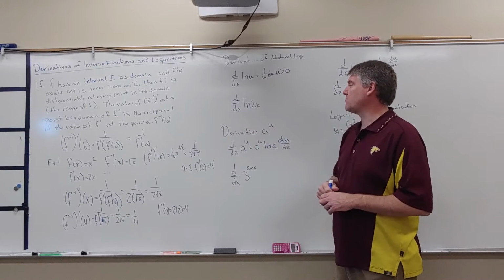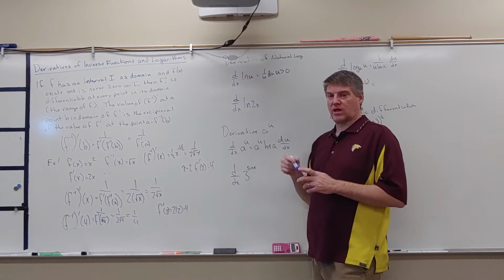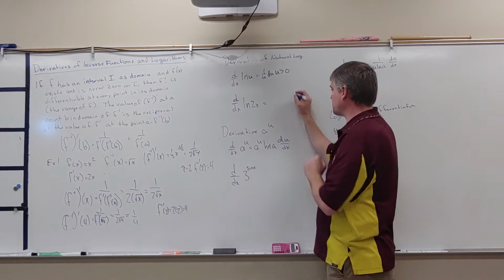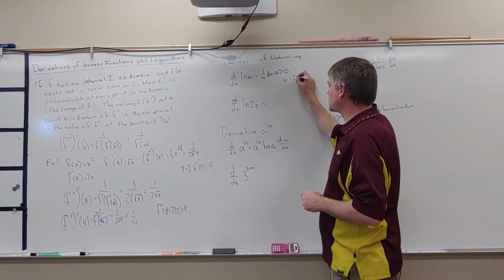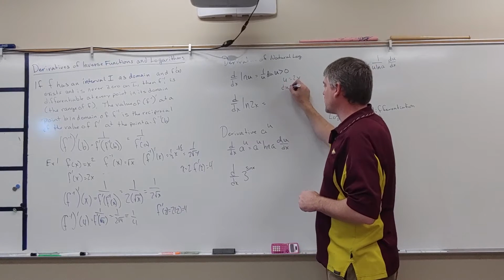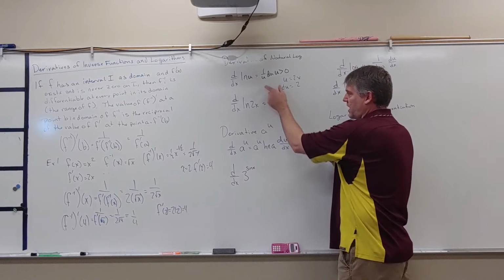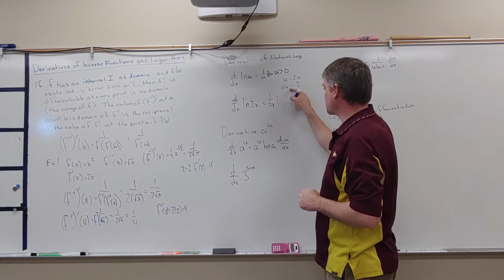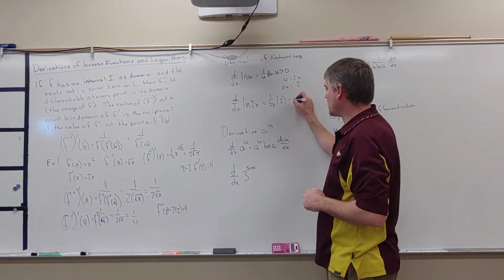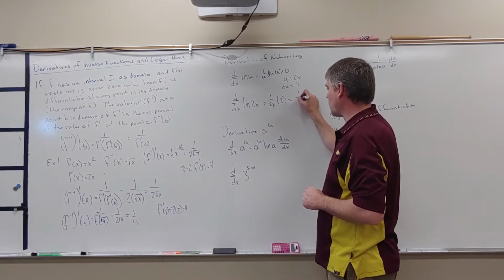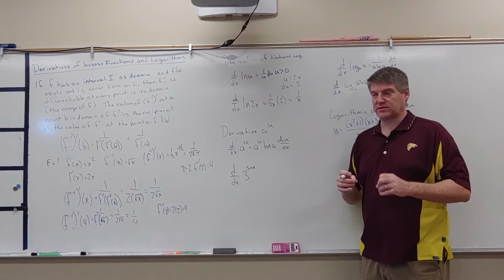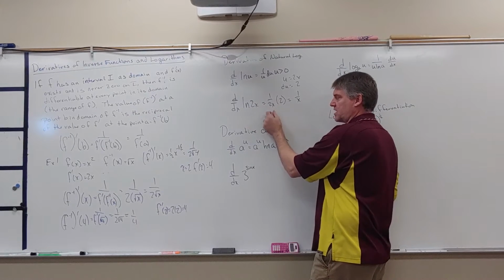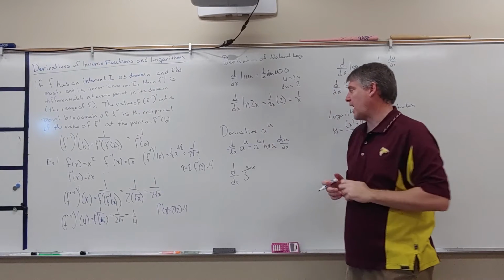So here I have the derivative of the natural log of 2x. My 2x is actually going to be u. So u equals 2x, du equals 2. And so what I have now is 1 over 2x times my derivative here, which is 2. So that leaves me just 1 over x. Okay, so I have the derivative of the natural log: I keep the inside the same, times the derivative of that.